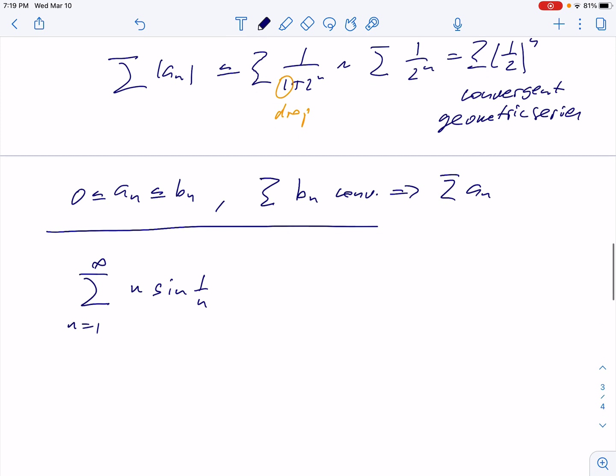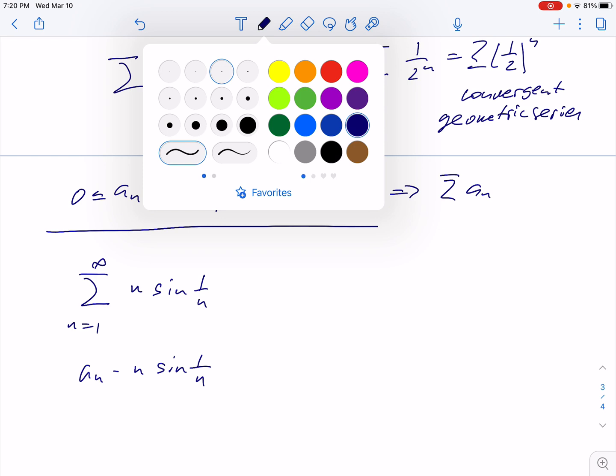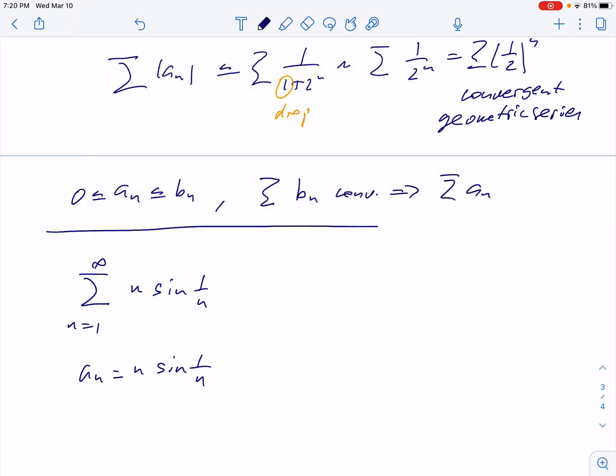What we need to do is look more carefully at the general term, a sub n. A sub n is n sine 1 over n. And this is an undetermined product. Let me write better this equality sign here. It's an undetermined product. N grows to infinity. 1 over n approaches 0. Sine of 0 is 0. So we have such an undetermined form.